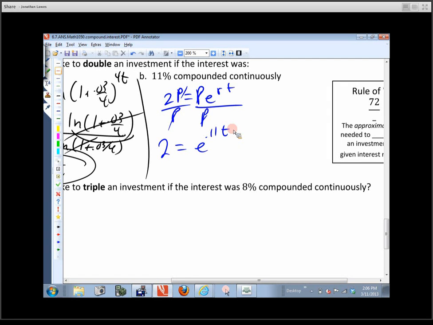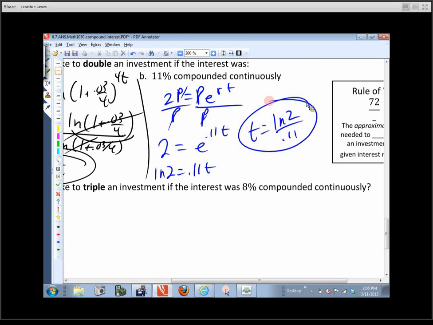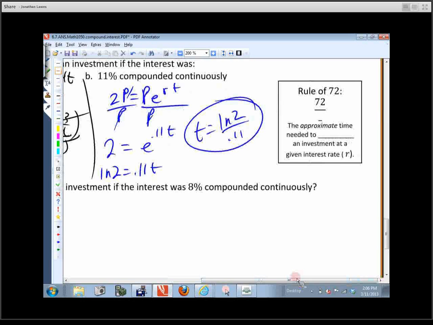Are you going to use ln now? Yes, because it's the base. So this is ln 2, and this is 0.11t. So what's the answer? ln 2 divided by 0.11. And what do you end up with? 6.3. And that would be in years. So it only takes about 6.3 years. Now, that's not too bad.